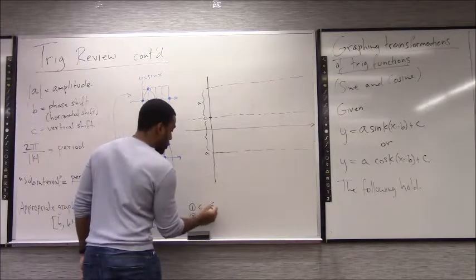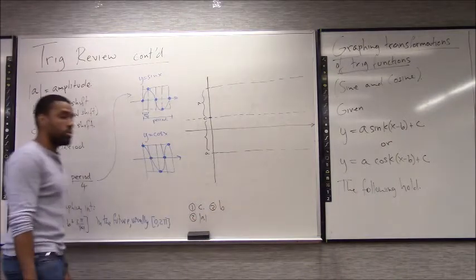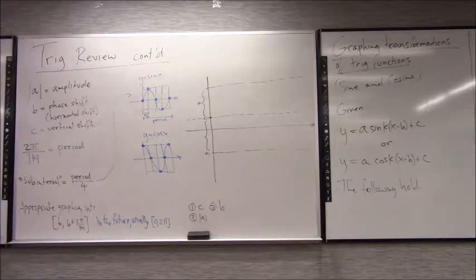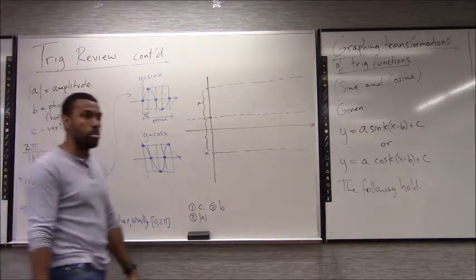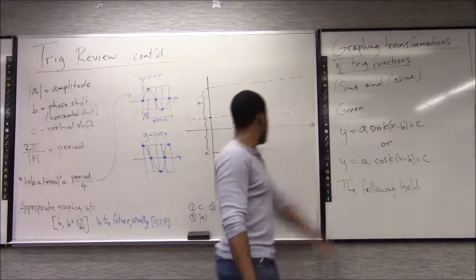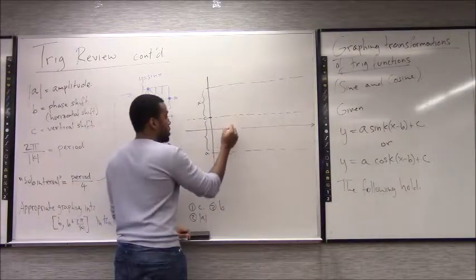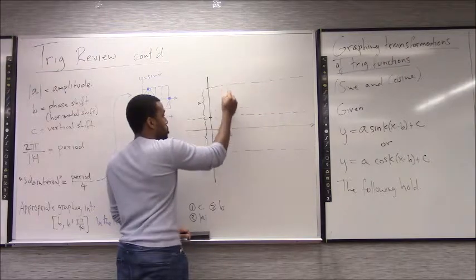What you'd think of doing third is figuring out the B, the phase shift, the horizontal shift. Let's assume this B is a positive number, so I have x minus something. So let's say the B comes here, that's your B.